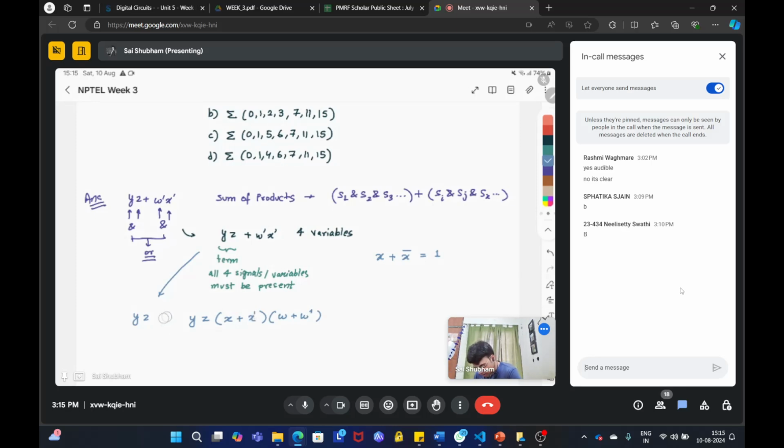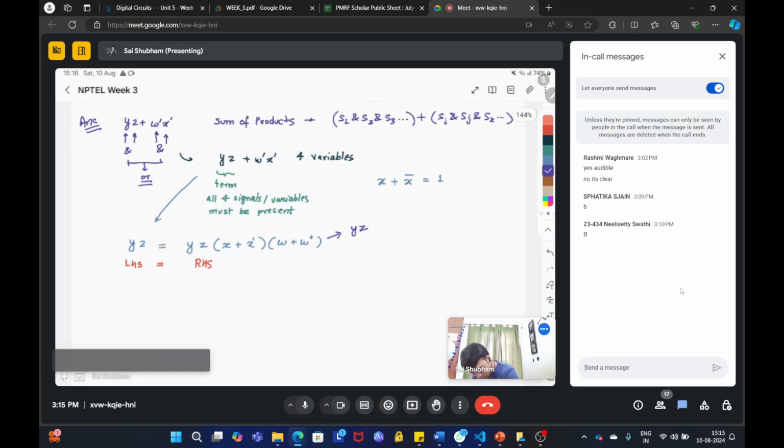So if you notice, the LHS is equivalent to the RHS. I hope everybody agrees with this. There is no confusion, because if you simplify this expression, it will eventually give you yz. So we can write this interchangeably.